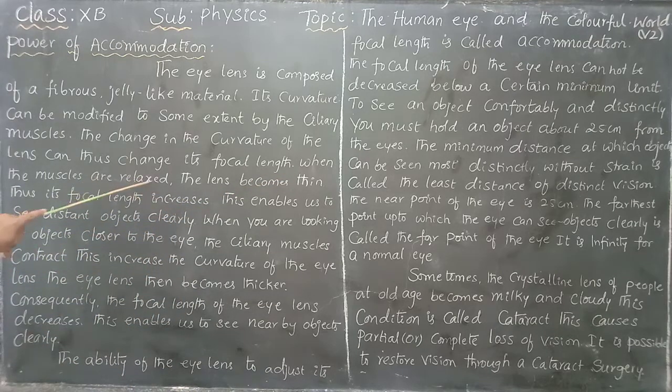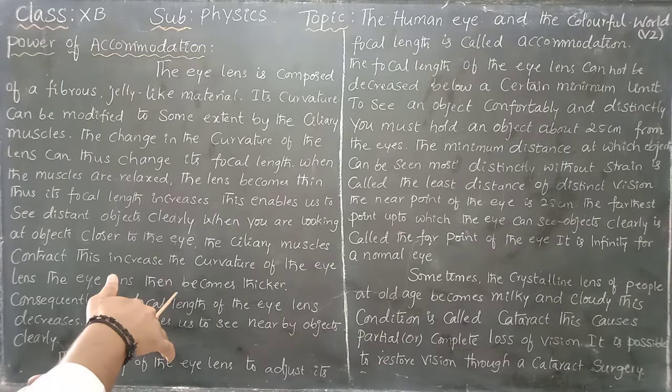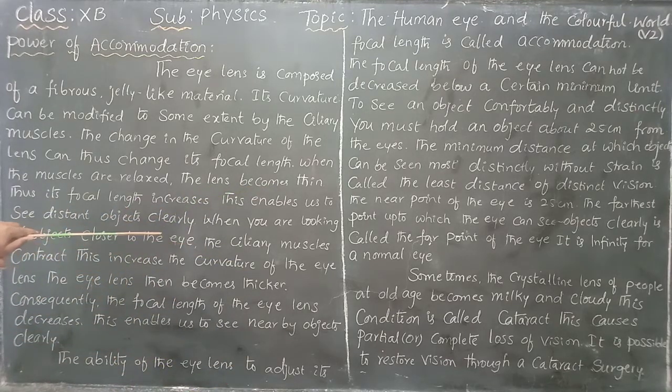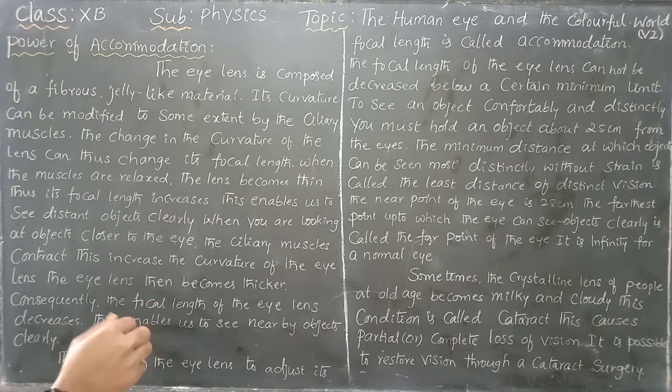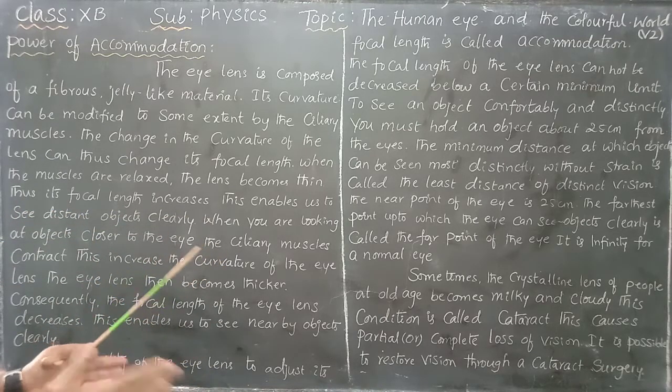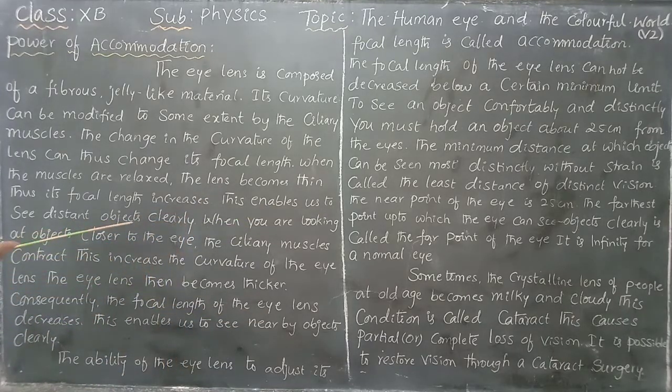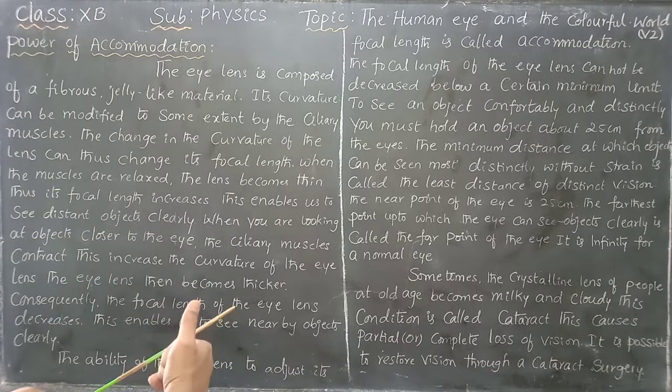When the ciliary muscles are relaxed, both the ends will be relaxed. The lens becomes thin, so its focal length increases. This enables us to see distant objects clearly and distinctly. You can see the farthest object clearly with the help of this.